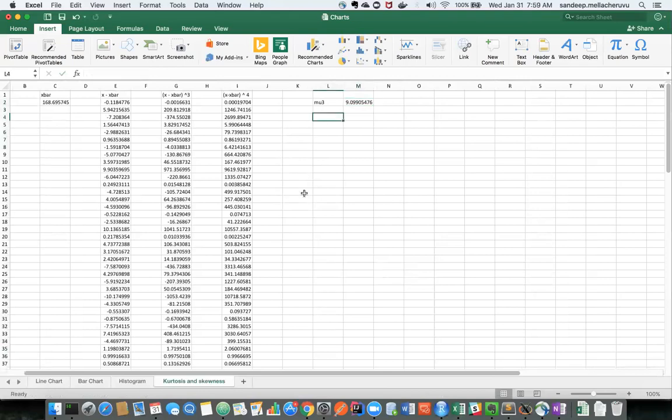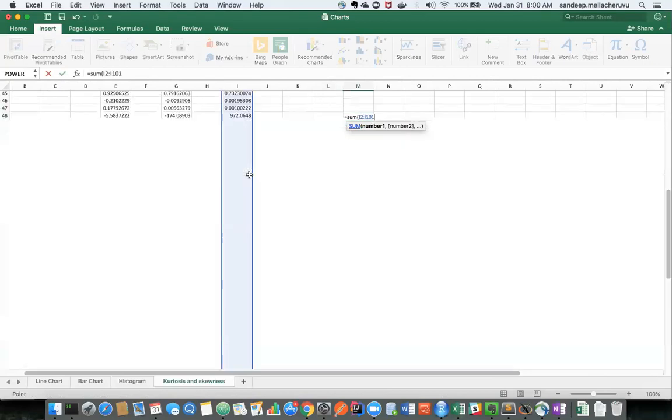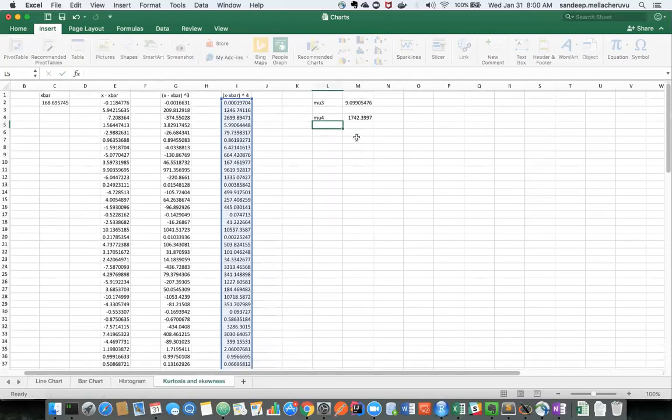Now mu4 is nothing but the sum of again all this by 100. Okay, this is central moment 4.